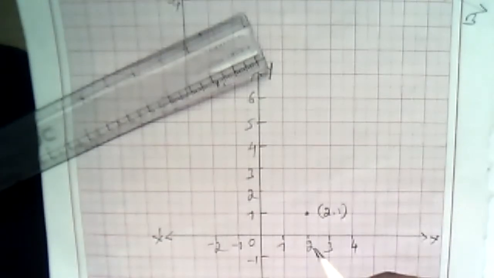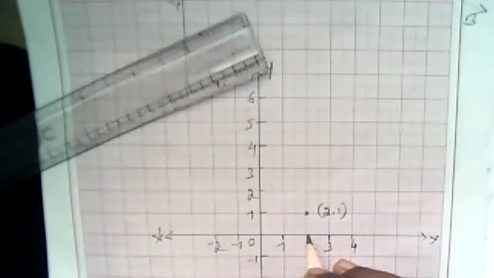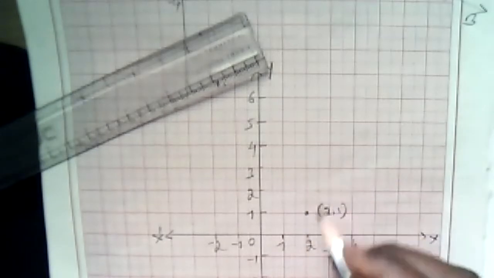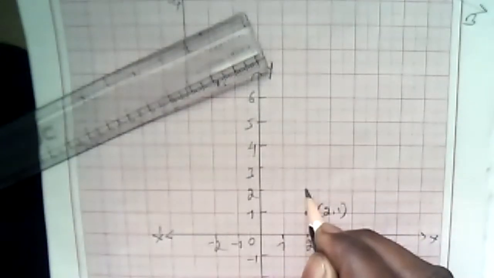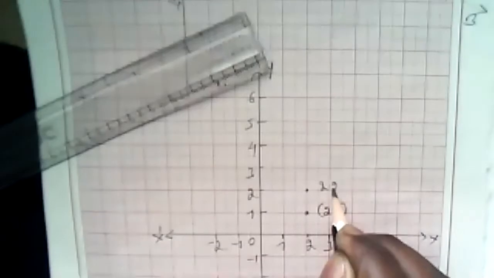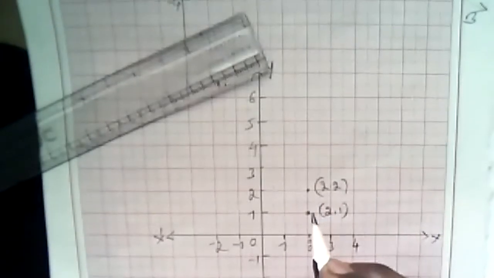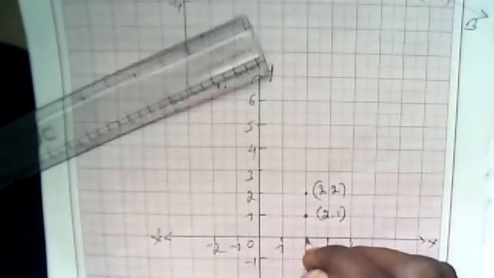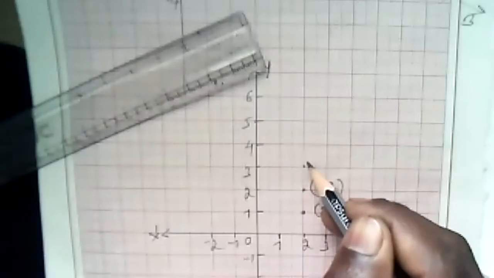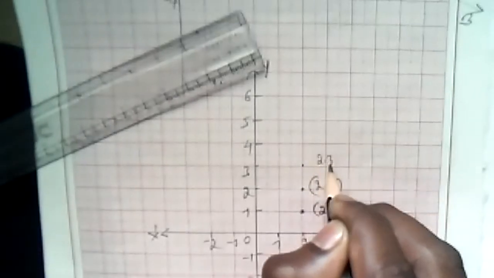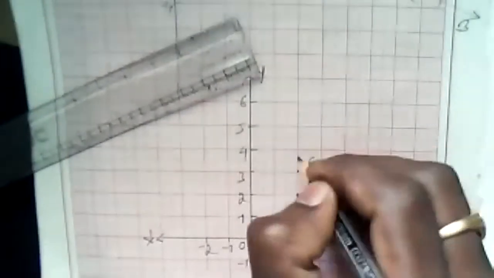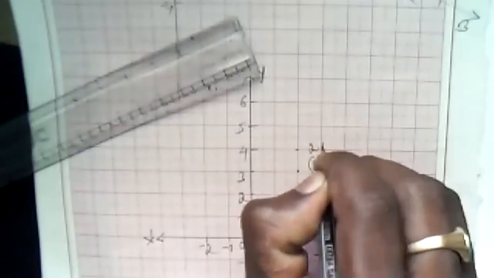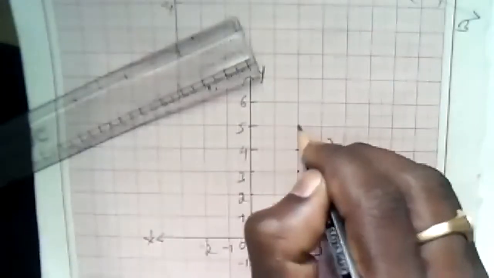Next y value is 2. Therefore x is equal to 2, y is equal to 2 means again 1, 2. This is the point. Therefore 2 comma 2 right here. And next one it is x is equal to 2, y is equal to 3, means this is the point. Okay, 1, 2, 3. 2 comma 3. Next point it is 2 comma 4. The next point it is 2 comma 5.